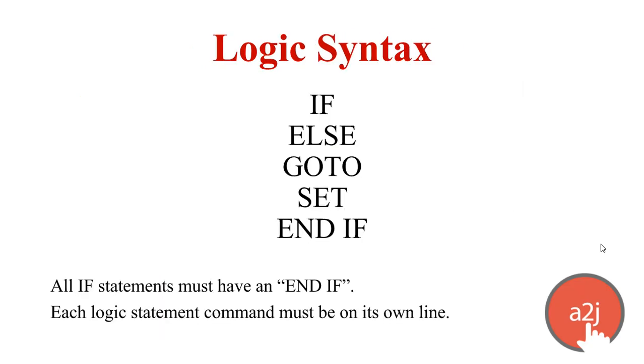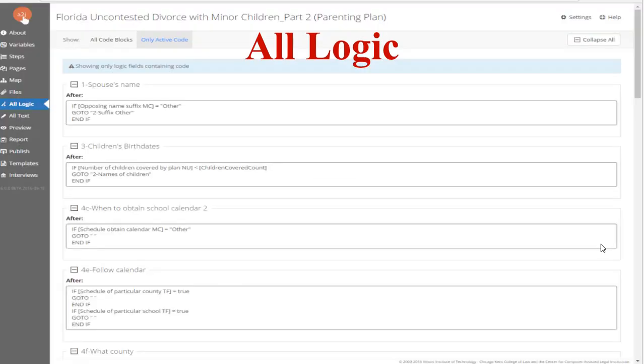These simple if-else statements are completely controlled with 5 commands in A2J Author: if, else, go to, set, and end if. All if statements must have an end if, just like every sentence has to have a capital letter and punctuation at the end. Each of these logic statements must be on their own line. There has to be a hard return or the enter key between each of these statements. You can find all of your logic statements on the All Logic tab. This lets you see all of the active logic that is running in your entire guided interview. Each of these logic boxes are also editable.